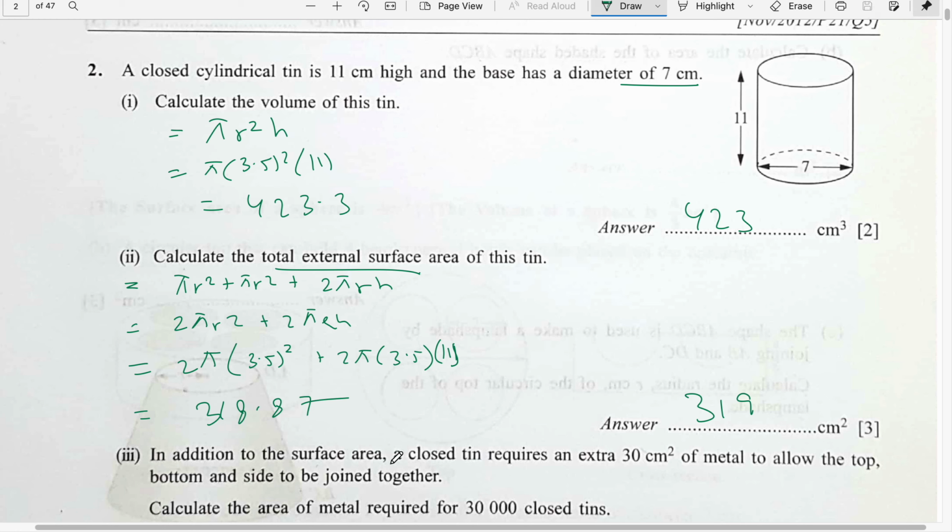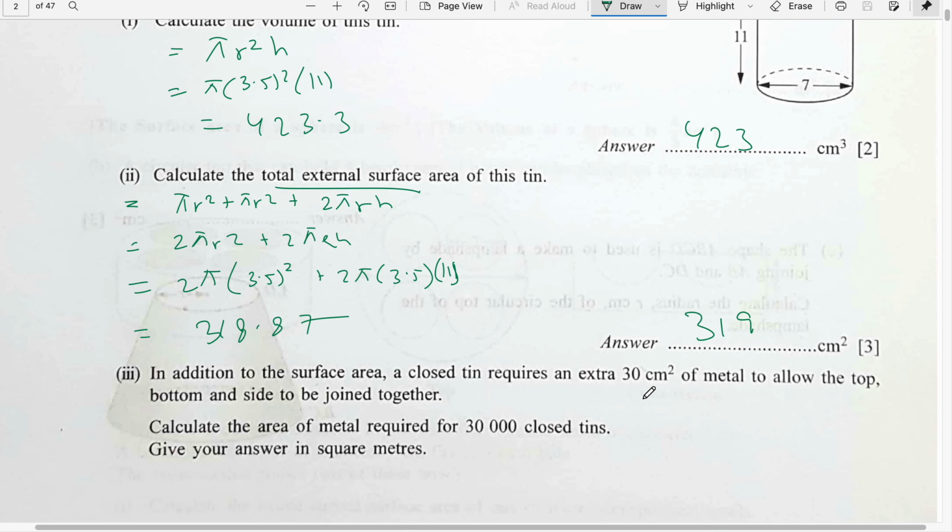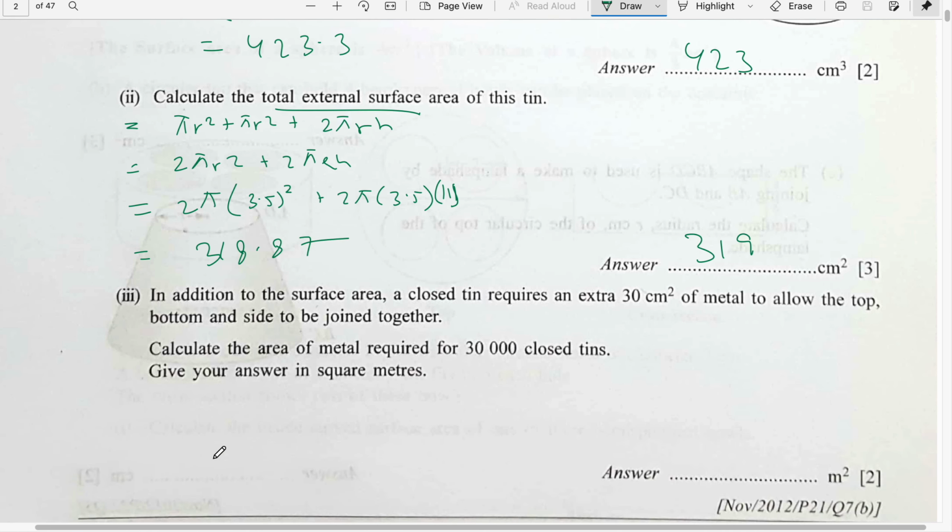In addition to the surface area, a closed tin requires an extra 30 centimeter square of metal to allow the top, bottom and sides to be joined together. Calculate the area of the metal required for 30,000 closed tins. Give your answer in square meters. If you ever observe the can, this is the folded metal at the top and bottom.